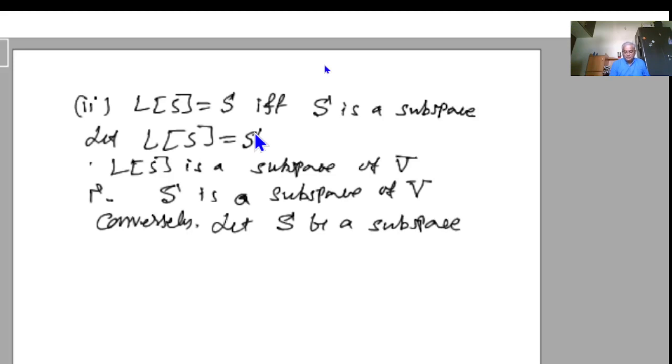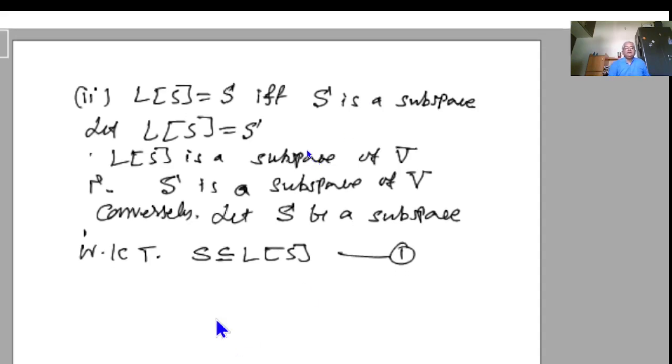To prove that L of S equals S, I have to prove that L of S is contained in S and S is contained in L of S. That is, L of S is a subset of S and S is a subset of L of S. So let S be a subspace. And we already have proved that S is contained in L of S. This we have proved in the previous theorem.